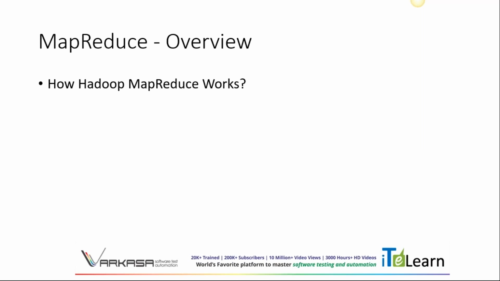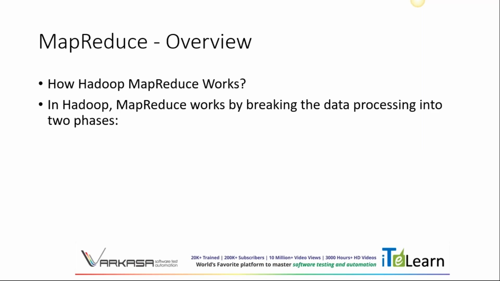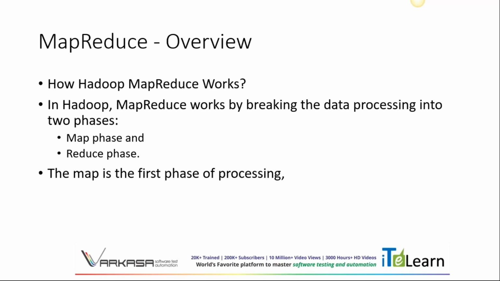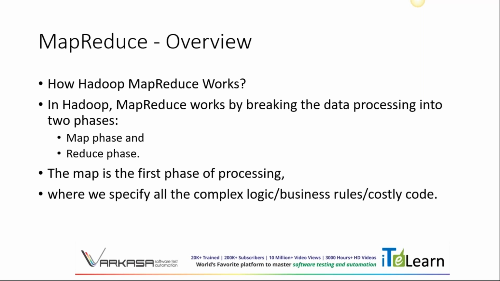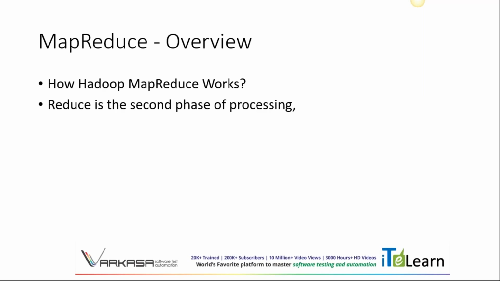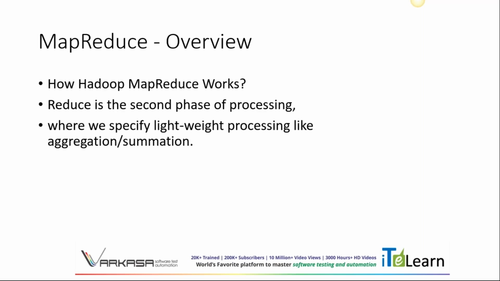How does MapReduce work? In Hadoop, MapReduce works by breaking the data processing into two phases: the map phase and the reduce phase. The map is the first phase of processing, where we specify all the complex logic, business rules, or costly code in the mapper section. Reduce is the second phase of processing, where we specify lightweight processing like aggregating the results of the mapper or summation, and the reducer will take care of that.